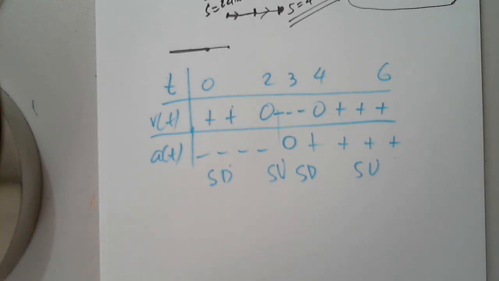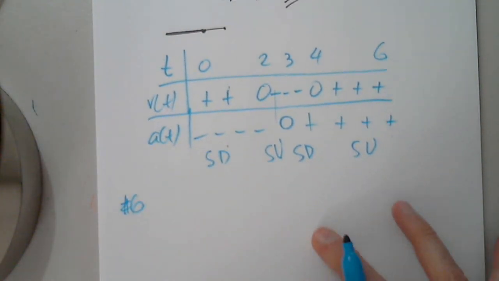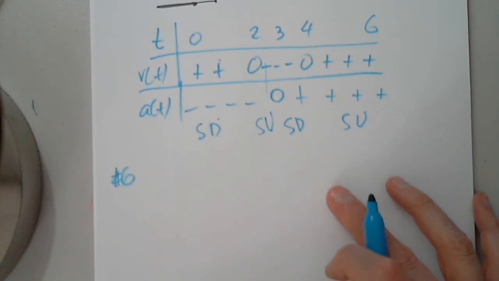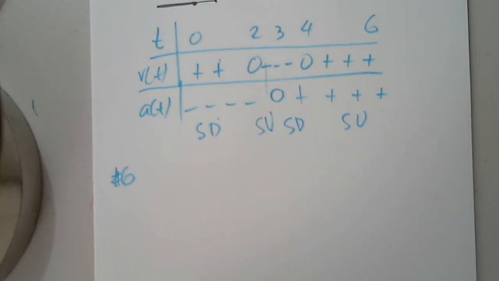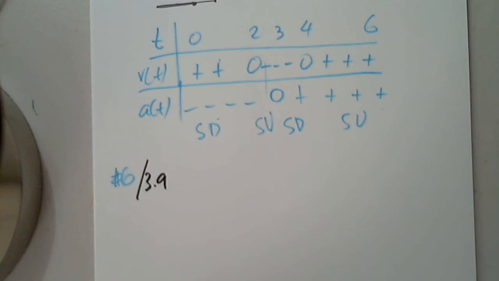But could we go over question 6 on WebAssign? It's about a man walking one way and then a woman walking in the opposite way. Yeah. Let's do it. That's fine. That's great. So you said it's 6 in, I'm assuming 3.9? Yeah. Let's take a look. Where is it? So 3.9, number 6.